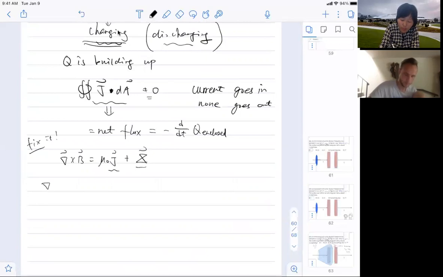I'm going to take the divergence on the left-hand side, and I'm going to take the divergence, of course, on the right-hand side. The left-hand side is always zero, and del dot J, according to charge conservation, is equal to negative d rho dt.